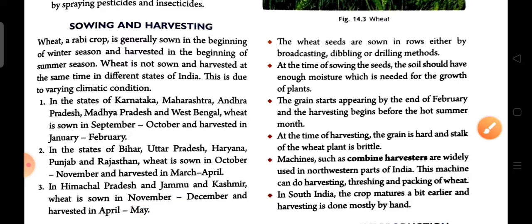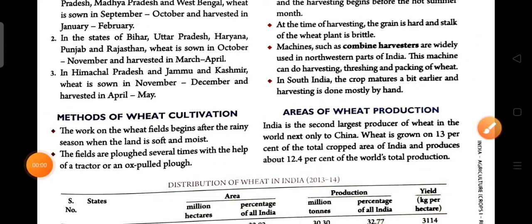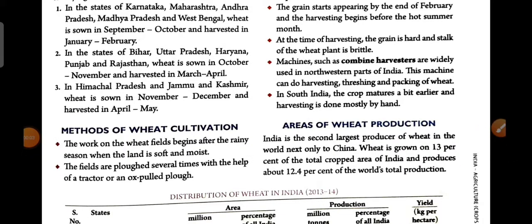After this, here we come to the method of wheat cultivation. As we previously know, the cultivation of rice followed different kinds of methods. So here also wheat follows different methods for the cultivation. So let's learn. First, the work on the wheat field begins after the rainy season when the land is soft and moist, because it helps the farmer to plow the field easily.